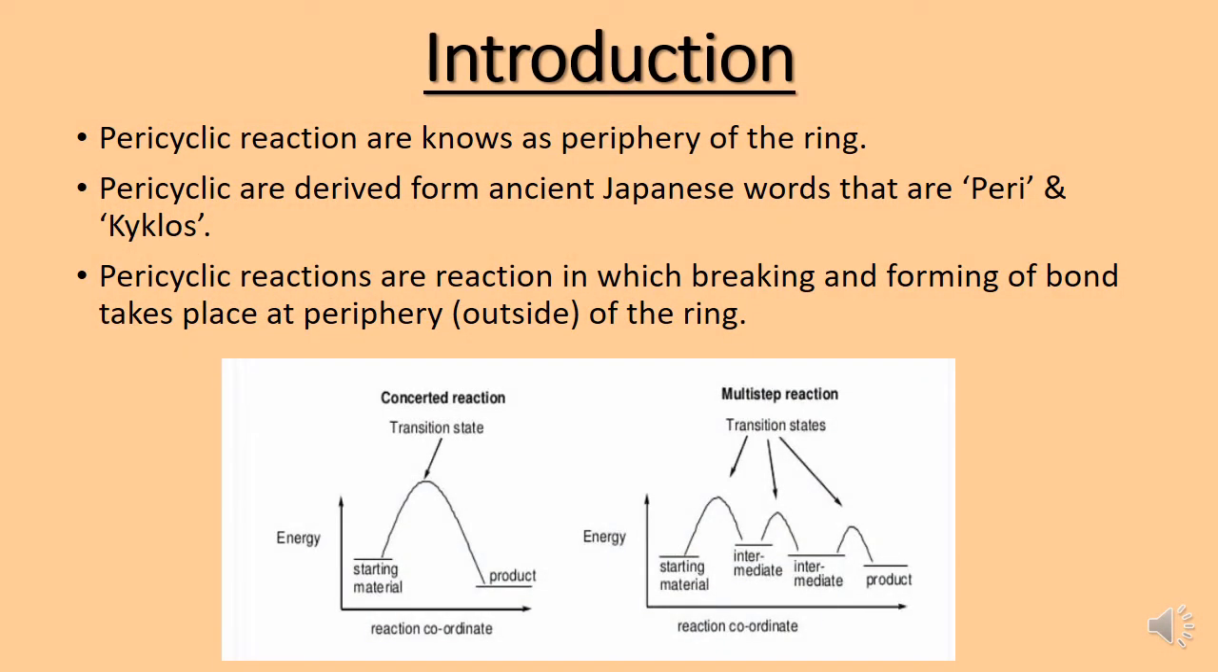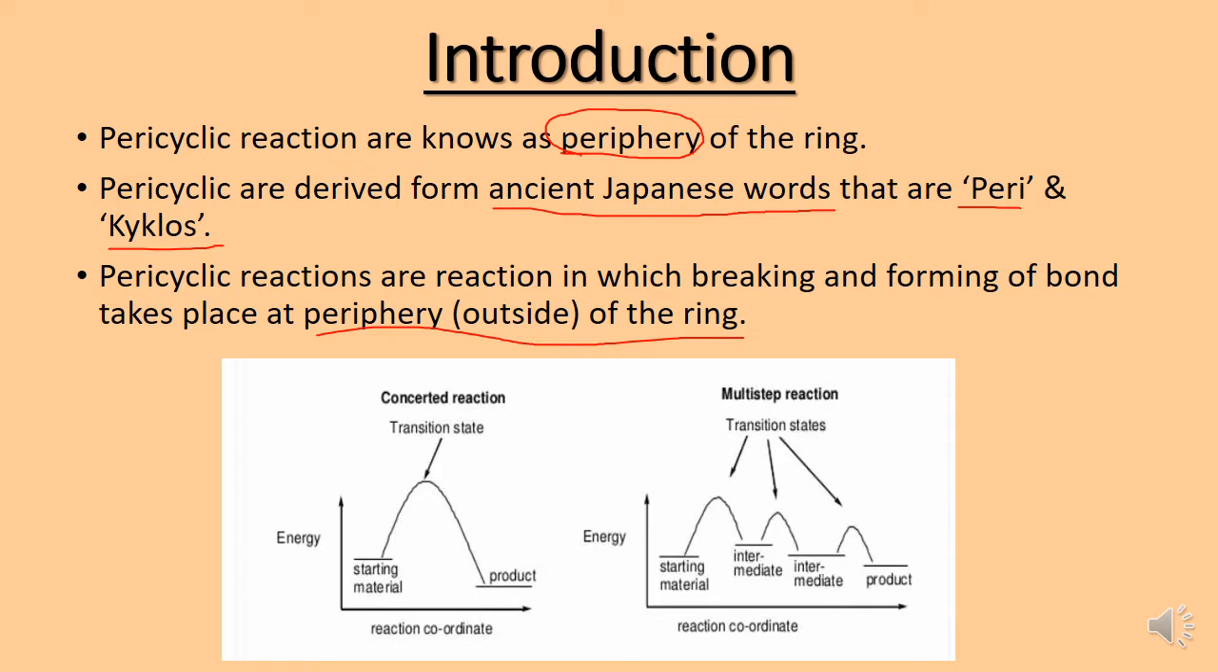Introduction. Pericyclic reactions are known as periphery of the ring. Periphery means outer surface. Reactions which take place at the outer surface of the ring are known as periphery. Pericyclic is derived from the ancient Japanese words peri and cyclos. Pericyclic reactions are reactions in which simultaneous bond breaking and bond forming take place outside of the ring.